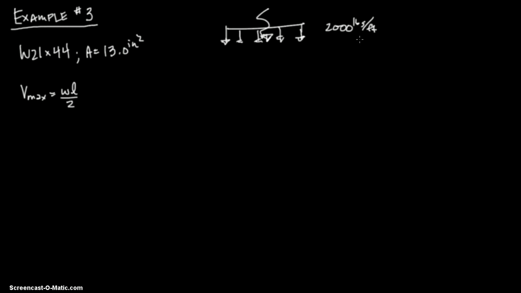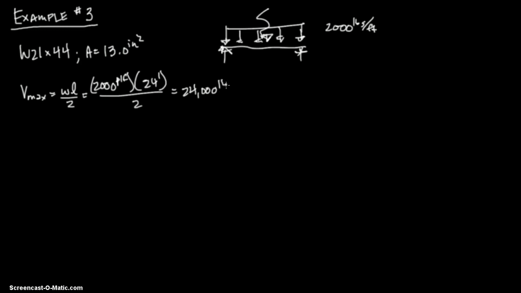2,000 times 24, and remember that's going to share equally on both sides, on both reactions, since it's right in the middle. So 2,000 times 24 divided by 2 is 24,000, which is the same thing you're doing right here. It is 2,000 pounds per foot (PLF) times 24 feet, divided by 2, equals 24,000 pounds, which is the same thing as your reaction.